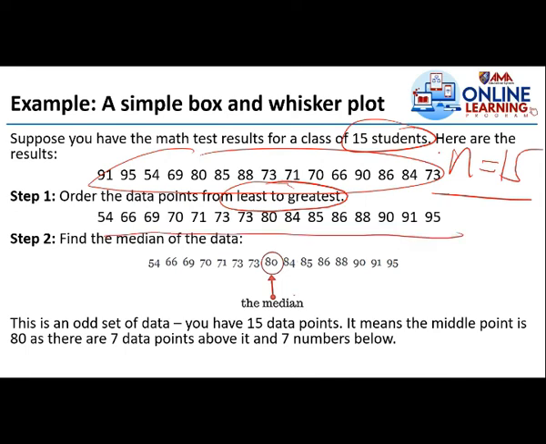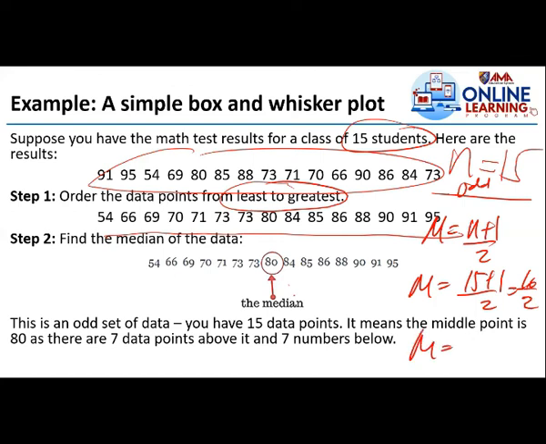How was this obtained? The median for odd is M equals N plus 1 over 2. M equals 15 plus 1 over 2. So that is 16 divided by 2. So M is 8, or the 8th term. So we count: this is the first, second, third, fourth, fifth, sixth, seventh, 8. So this is quartile 2. Okay, you have identified it. Next is to identify the lower quartile.